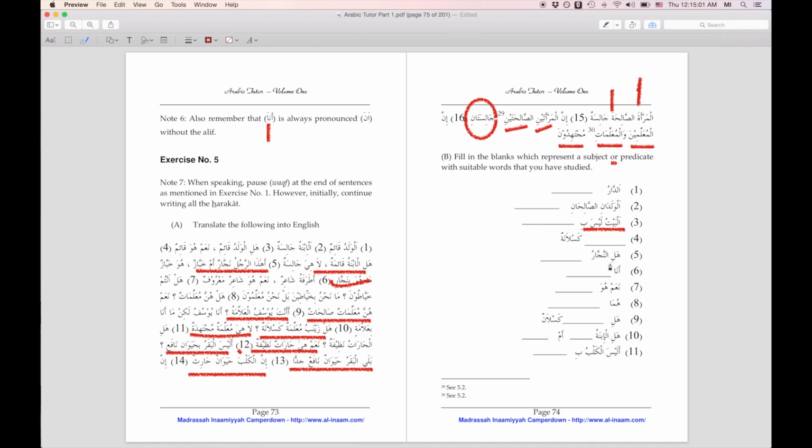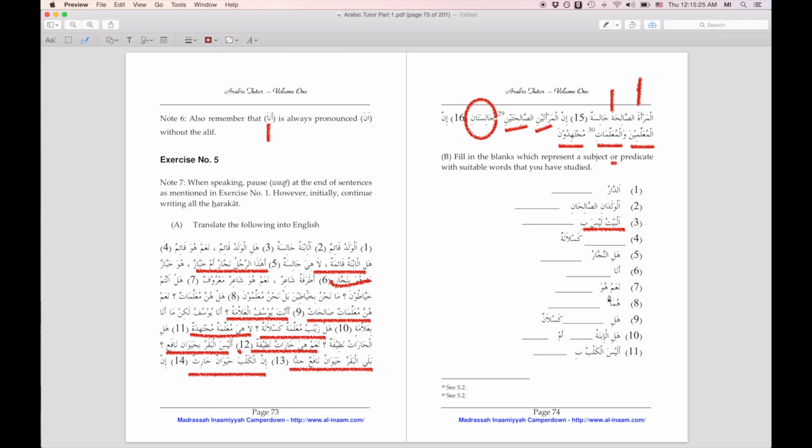Number 5, halin najjaru, the painter, the carpenter, standing, so we could say halin najjaru qa'imun, ana qa'im. Number 6, ana, I could say the name of yourself, ana so and so, ana muhammadun.